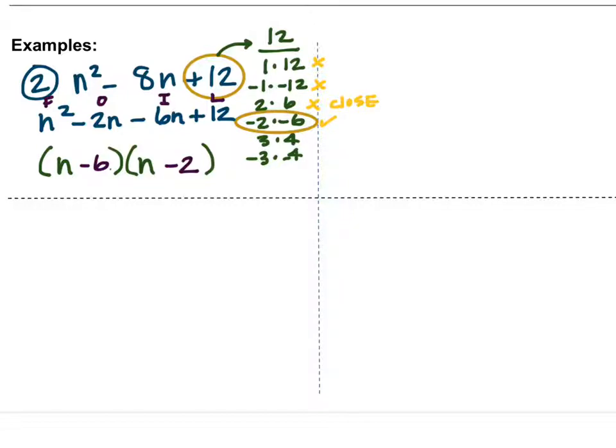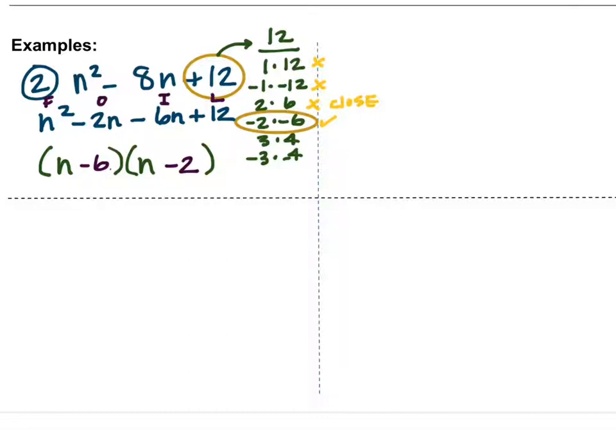Now perhaps you've taken a look and noticed that the negative 6 and the negative 2 that are placed in the binomials in fact are the factor pairs that we recognized. So that's also another way to organize and think about this. If we circled the factor pairs, those are what should be placed inside the binomial.